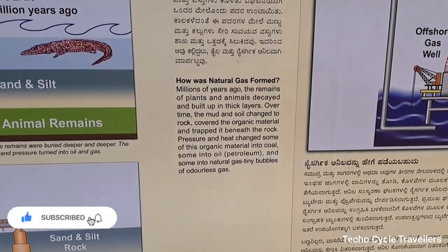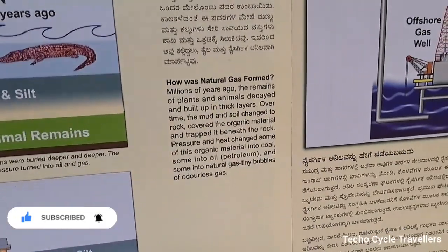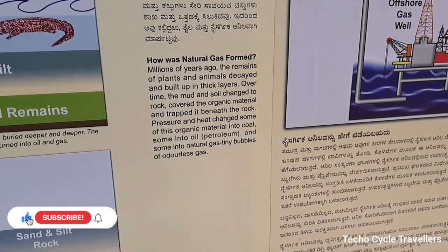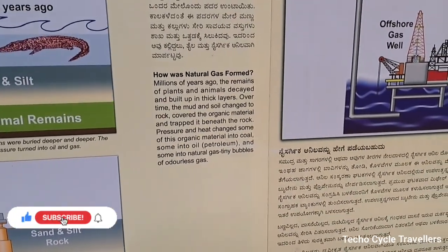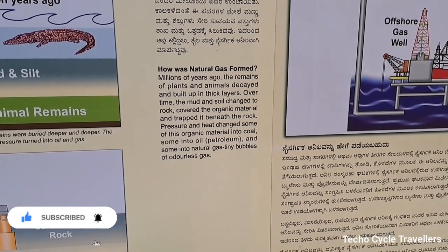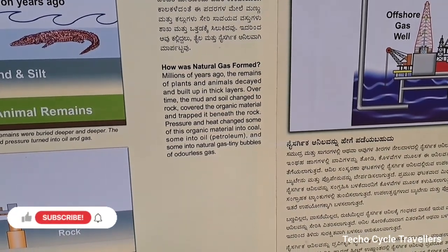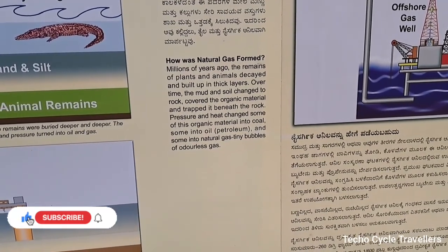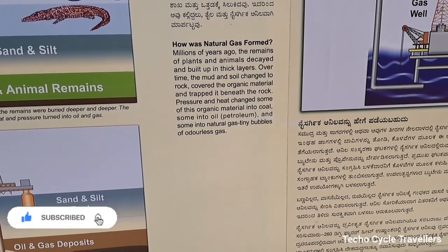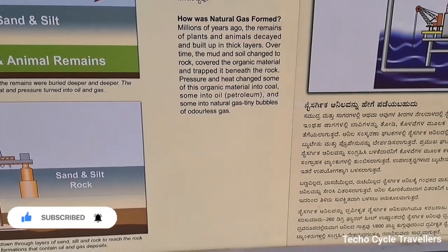Millions of years ago, the remains of plants and animals decayed and built up in thick layers over time. The mud and soil changed to rock, covered the organic materials and trapped them beneath the rock. Pressure and heat changed some of these organic materials into coal, some into oil or petroleum, and some into natural gas. Tiny bubbles of waterless gas.